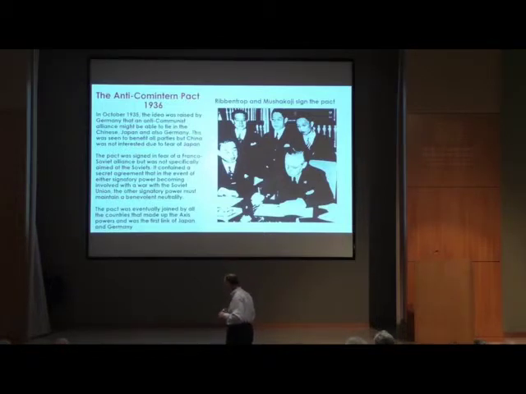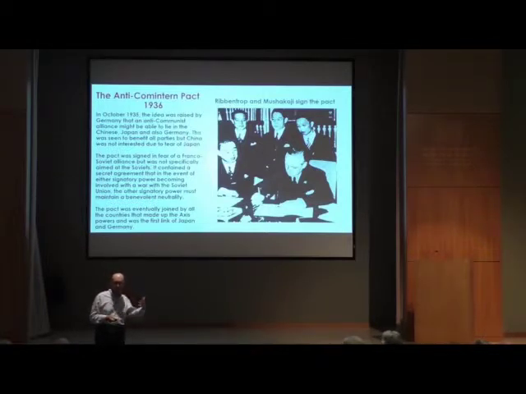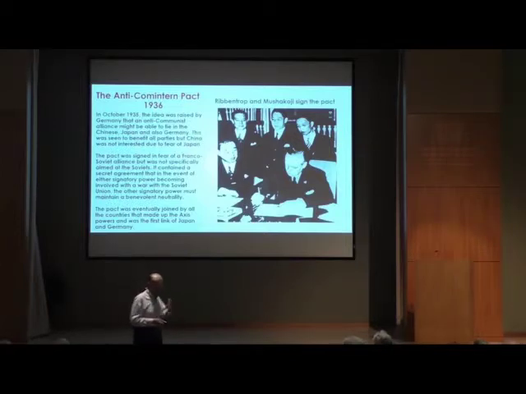And the pact is eventually joined by all of the Axis powers and was the first link of Japan and Germany. So you can see that as early as '36, the Japanese government, and as we mentioned previously, the Japanese military saw the German model of economics as something that they could duplicate and would help them get out of the Depression as well.